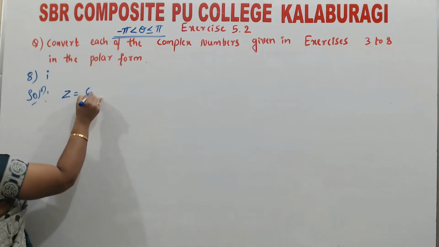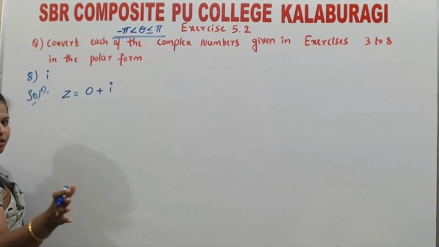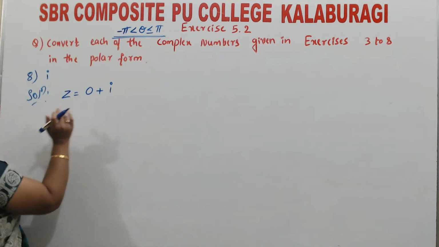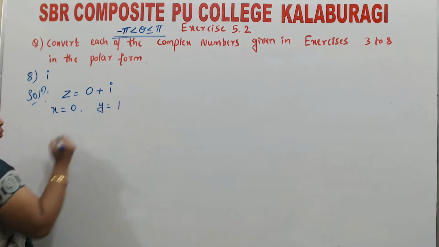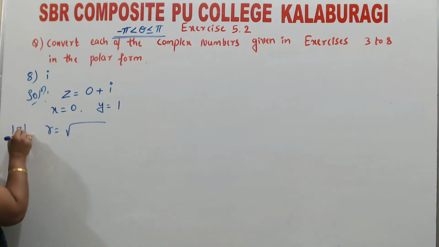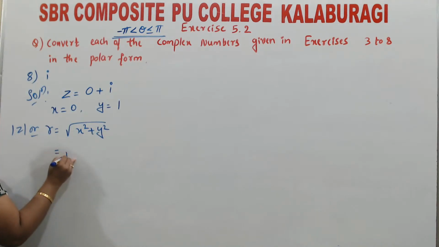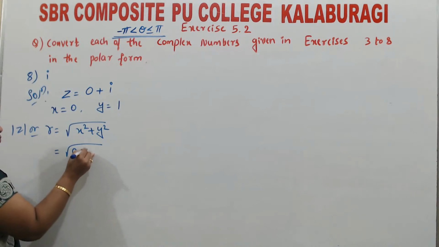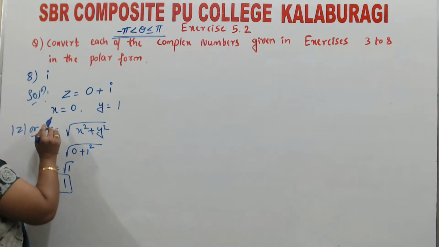z is equal to real part 0 plus imaginary part. We wrote 0 because the real part is not there, right? Here x is equal to 0 and y is equal to 1. Then what is r? r is modulus of z, or r is equal to square root of x square plus y square, which is equal to square root of 0 plus 1 square, which is equal to root 1. So r is equal to 1. Right? Done.